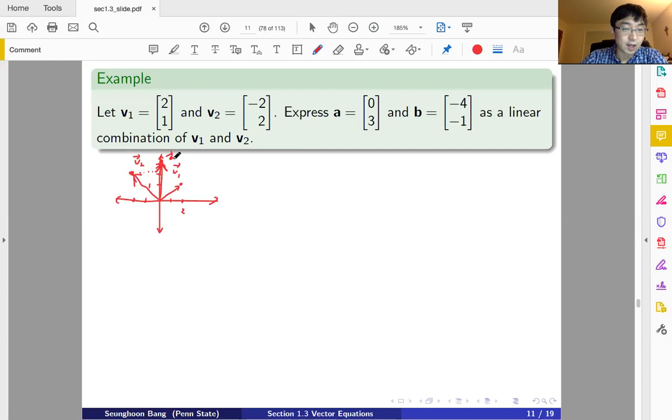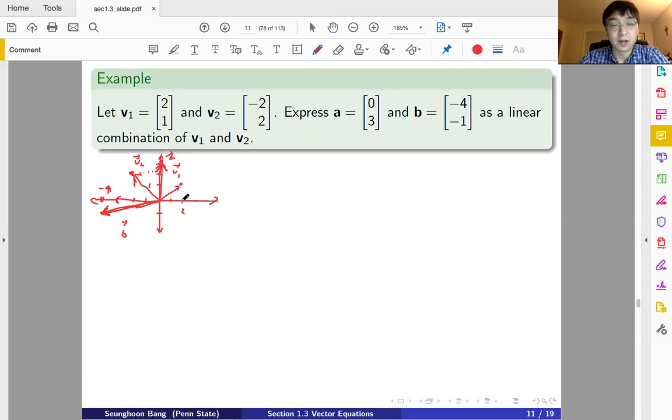How can you express vector A using vector v1 and vector v2? Another one is vector B. Vector B is (3, -4), and you can keep going to (-4, -1). We have this part, so like this. This is vector B.